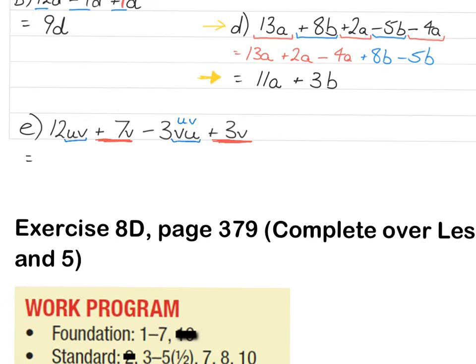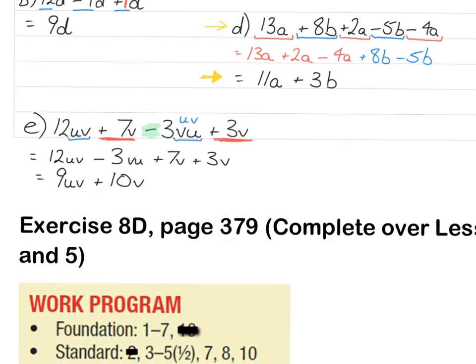So we've then got, if I rearrange it, 12uv minus, so the positive or negative sign that you've got in front of a term goes with the term that comes after it. So minus 3vu or uv, you could write it as uv again, plus 7v plus 3v equals 12 minus 3 is 9uv plus 10v, because we've got 7v plus 3v.